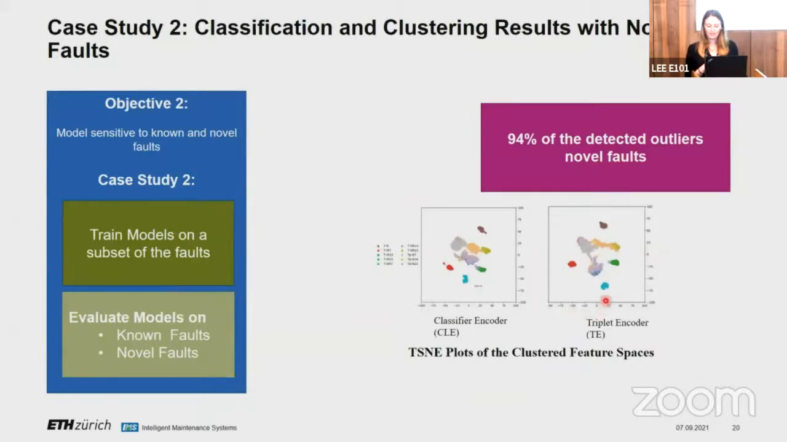still very compact. And this, combined with the density-based clustering algorithms, allowed us to still recover the old class clusters and detect a lot of the novel faults as outliers. And actually, 94% of the detected outliers were actually novel faults. However, many novel faults were also classified as other fault types. But anyhow, from an operation perspective, if you have an alarm which tells you, well, there's something novel in the data, you should check it out. In 94% of the cases, it actually did correspond to a novel fault type.